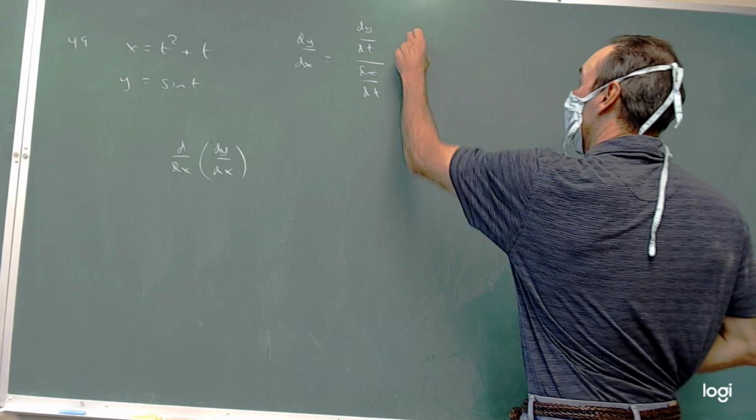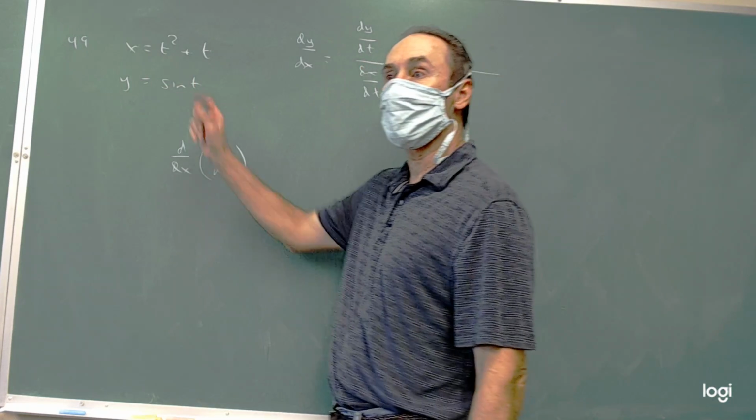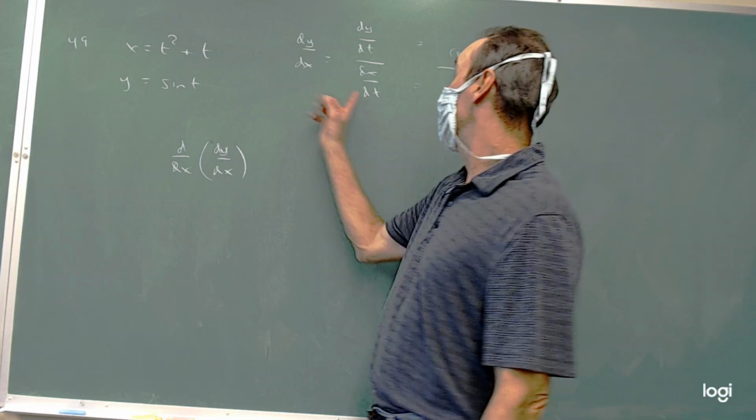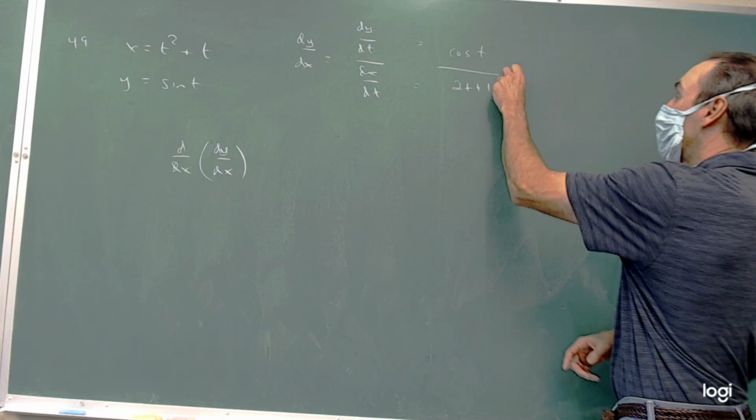So we know dy dt and dx dt. Dy dt is the derivative of sine t, and that's going to be just cosine of t. And dx dt is going to be 2t plus 1. So this is our dy dx.